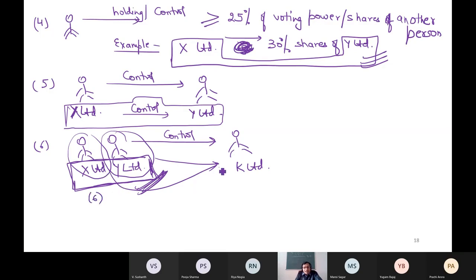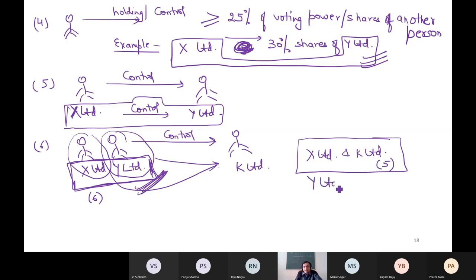But X Limited and K Limited are also related. In the same example, X Limited and K Limited are also related. But do you know under which point? Can you tell me under which point these will be related? Under point 5. In the same example, Y Limited and K Limited are also related. But do you know under which point they are related? This is what you should try to understand under point 5.